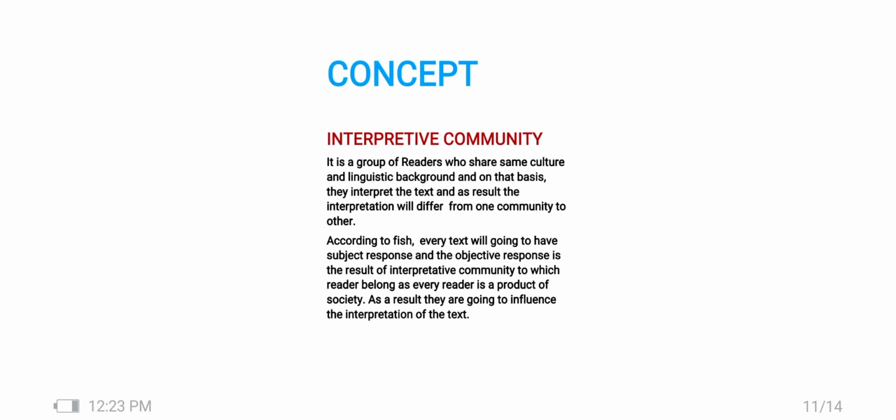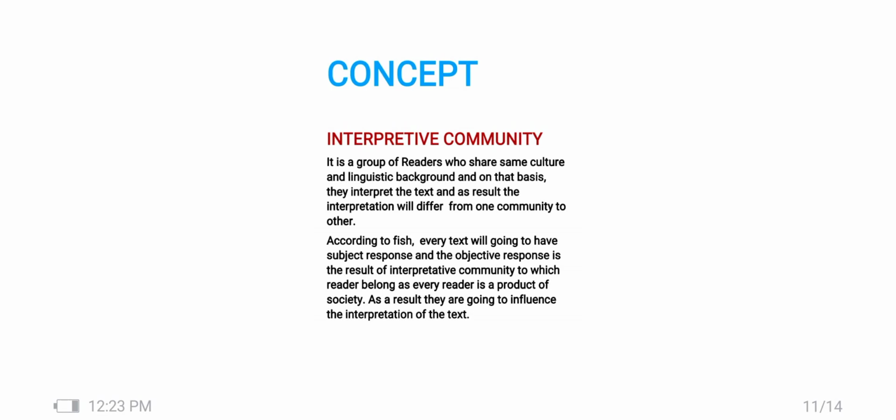And the most important concept given by him is interpretive community. What is an interpretive community? It is a group of readers who share the same culture and linguistic background, and on that basis they interpret the text. As a result, the interpretation will differ from one community to another.